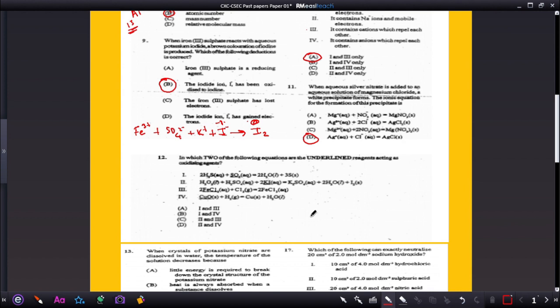In which two of the following equations are the underlined reagents acting as an oxidizing agent? Oxidation can be defined as an increase in oxidation number, or the gaining of oxygen, or the loss of oxygen. So let us see which of these underlined species are doing any of the above.